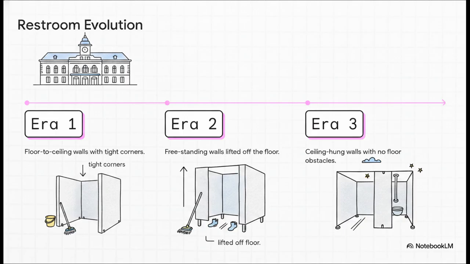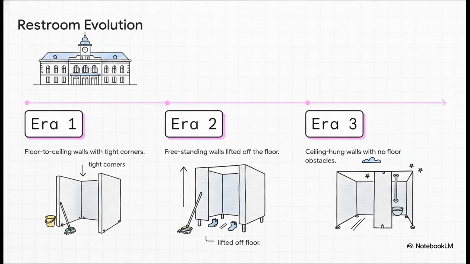So they evolved to era two, freestanding walls. Basically, a portion of the wall was lifted off the floor, definitely a step up. You could see the feet of the person inside so you knew it was occupied, plus it was a bit easier to mop. But the walls still stood on legs, meaning there were still annoying little corners to mop around. Then someone stepped back, looked at the problem, and realized the actual issue was the word standing. Why did the walls have to stand on the floor at all?